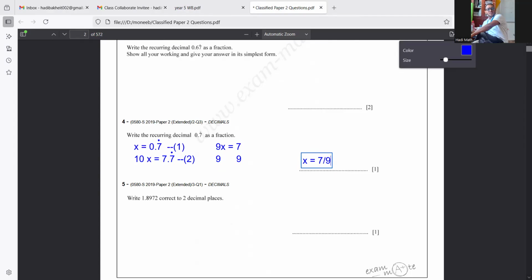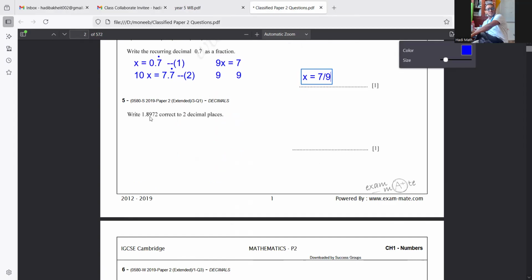We go to question number 5. They say write 1.8972 corrected to 2 decimal places. Like 2 decimal places, you need to know the 2 decimal places first, which are those two numbers, 8 and 9. Those are the 2 decimal places. Then look on the right of those 2 digits. You have 7. When you have 7, you're going to add 1 to the 9.